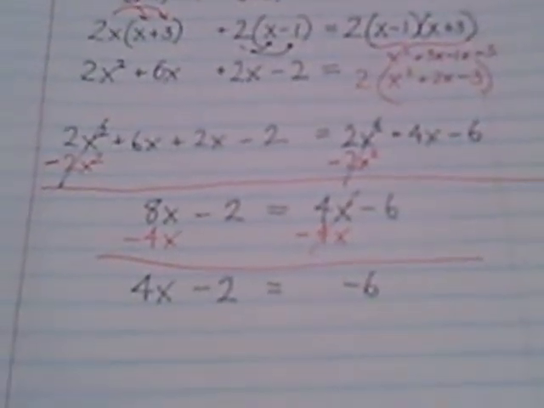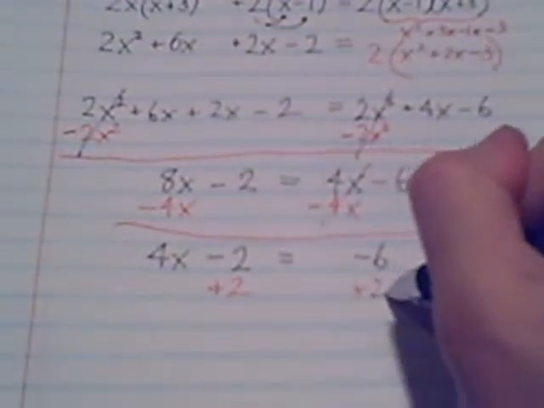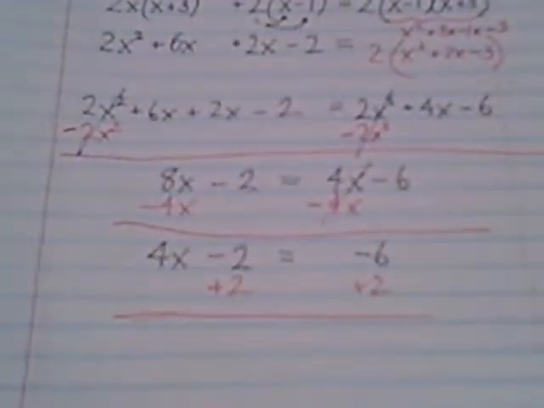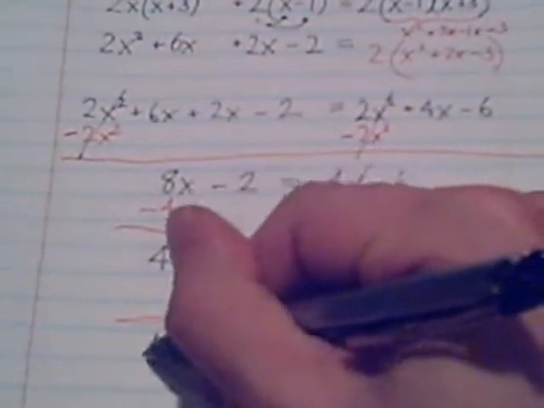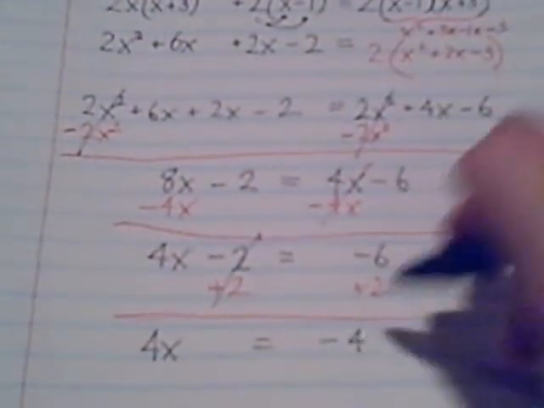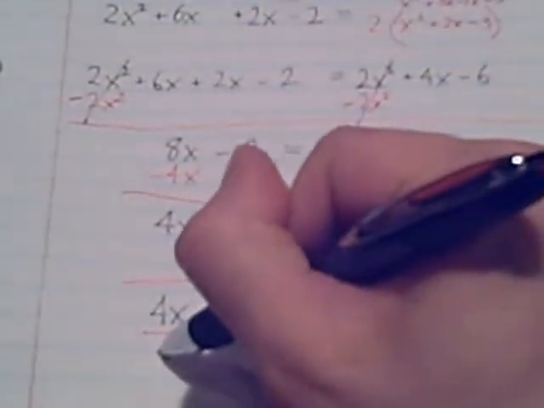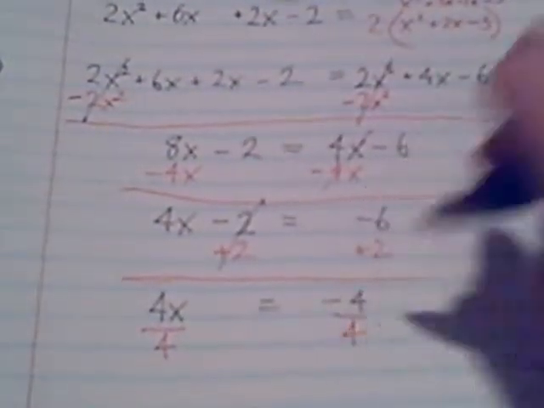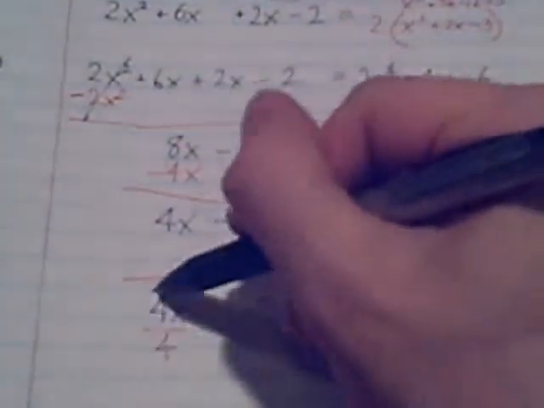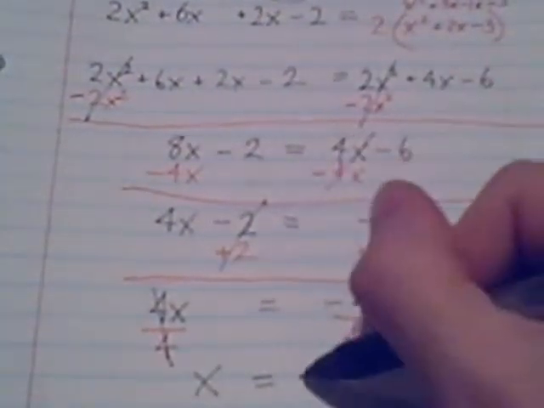A couple more steps to solve this linear equation. Let's add 2 to both sides. There we get our cancel. 4x equals negative 4. And finally, divide by 4. And we're looking at x equals negative 4 over 4. That's a negative 1.